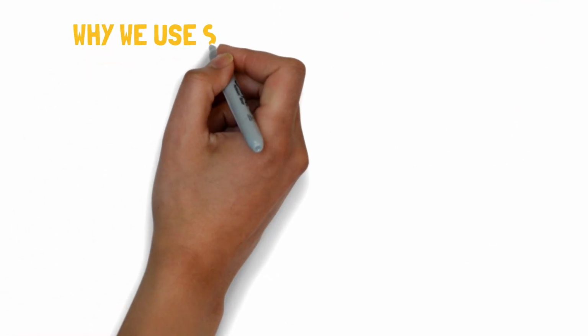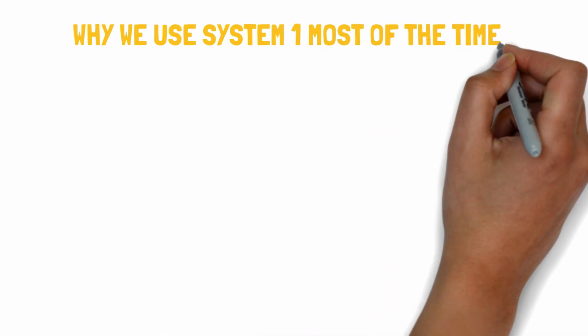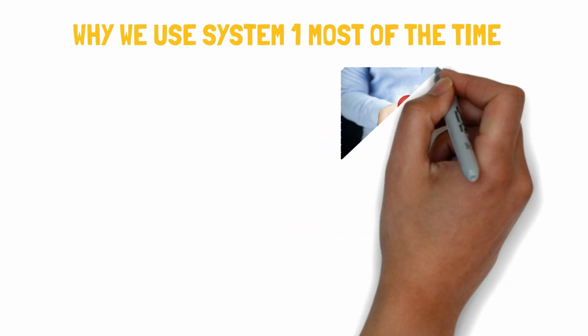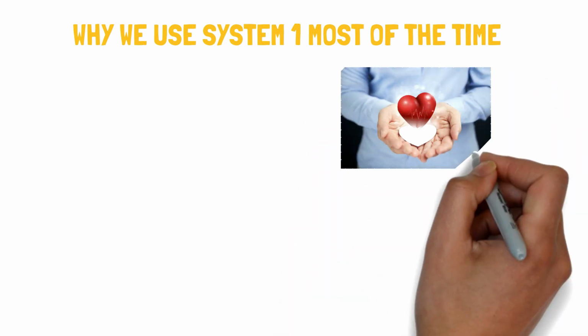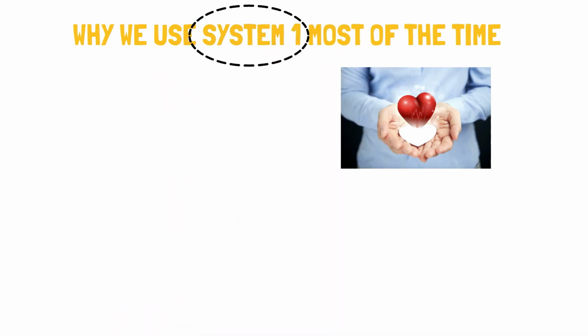Now the important question arises: if System 1 is so irrational and unreliable, why do we still make maximum use of it without controlling it? This happens because for us, for humans, saving our lives has always been the most important thing. And System 1 has always been helpful in saving our lives.